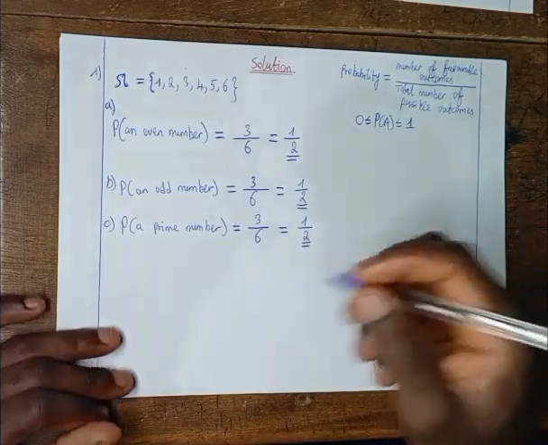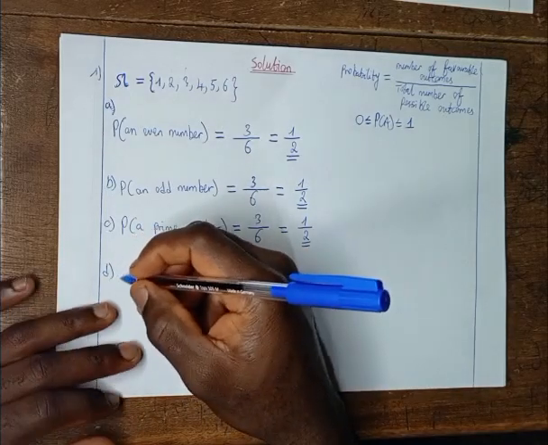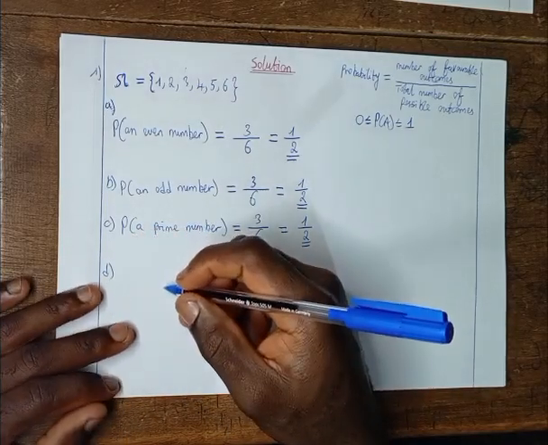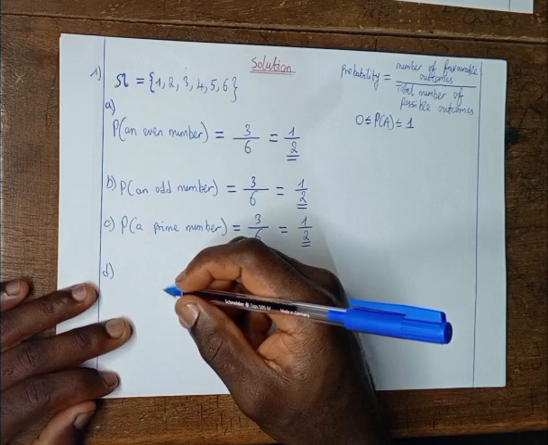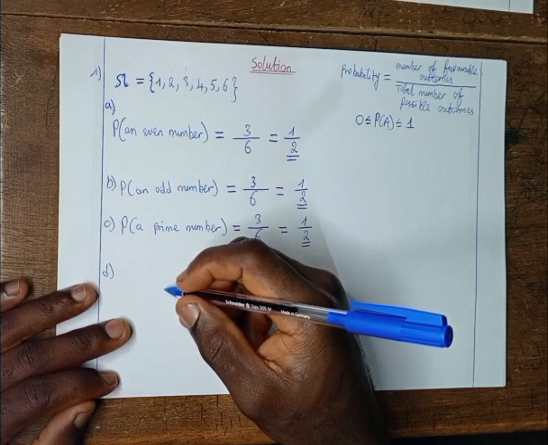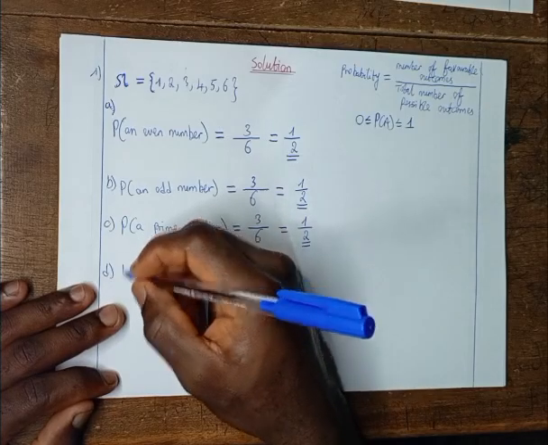Next, we go now to D. D says we should find the probability of getting a number greater than or equal to 3.